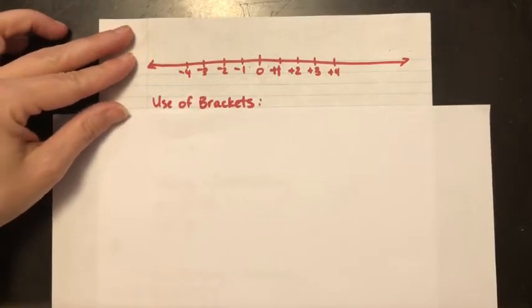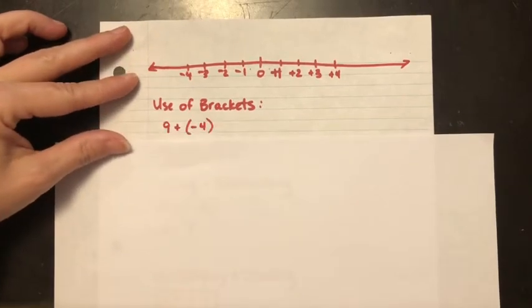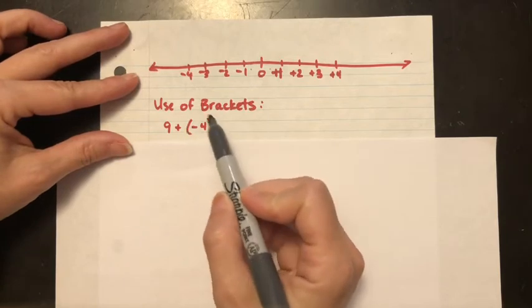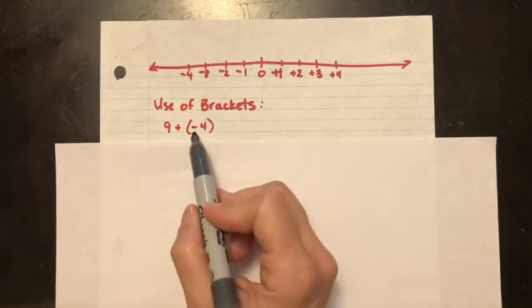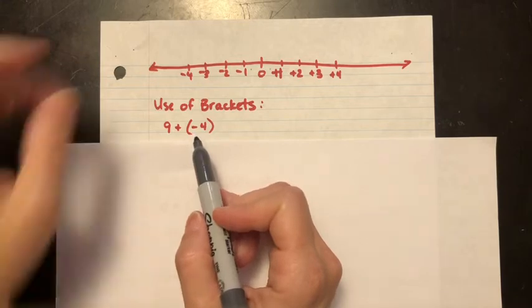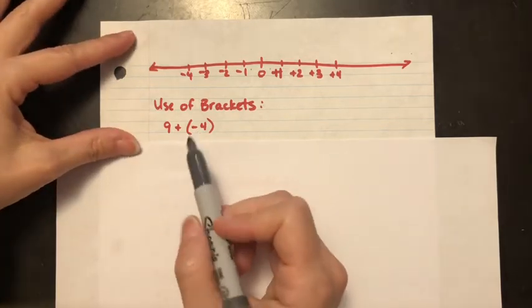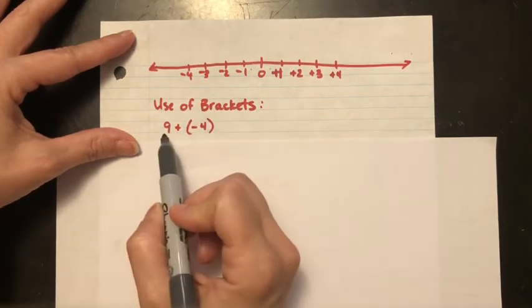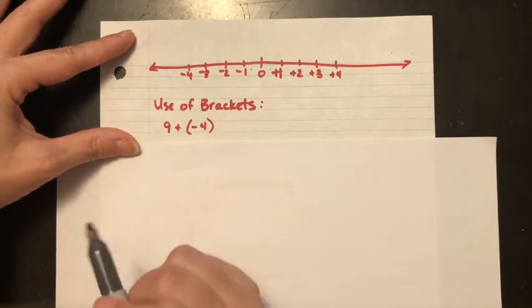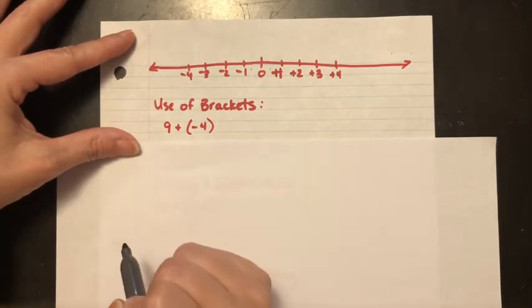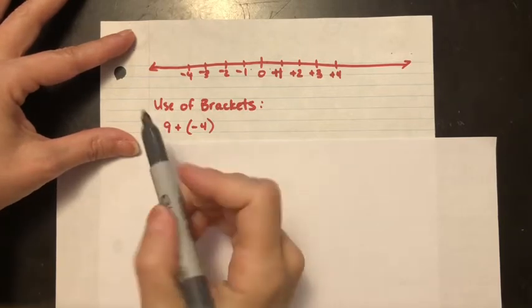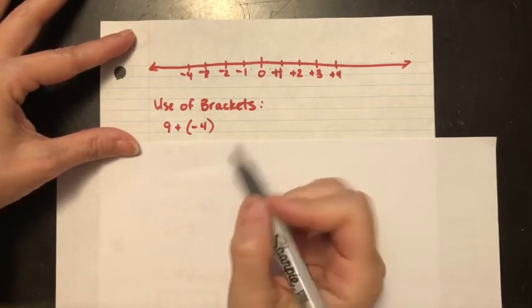So, use of brackets. Here's an example of an addition problem that has brackets. This bracket is meant to show you that this is a -4. They'll put that bracket there when it's beside an addition sign, or even if it's beside a subtraction sign. They don't put a sign beside the 9, and when they don't put a sign, you have to assume that number is positive. So this is really positive 9 plus -4.